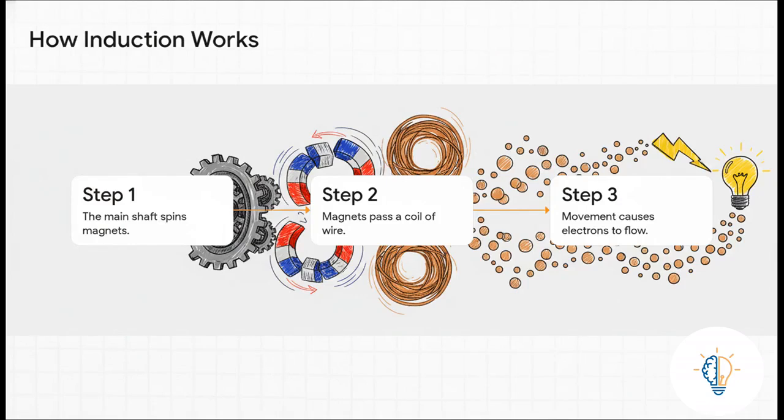So here's how it works inside that generator. That big spinning shaft from the blades, it's turning a set of really powerful magnets inside giant coils of copper wire. And here's the key. A moving magnetic field has this amazing ability to push the electrons inside that wire. So as the magnets spin past the wire over and over, they create a constant push, forcing the electrons to start flowing in a single direction. And a steady flow of electrons, well, that's exactly what electricity is.